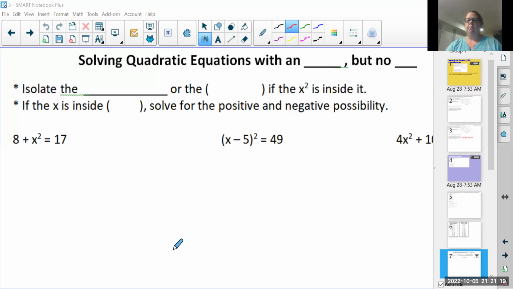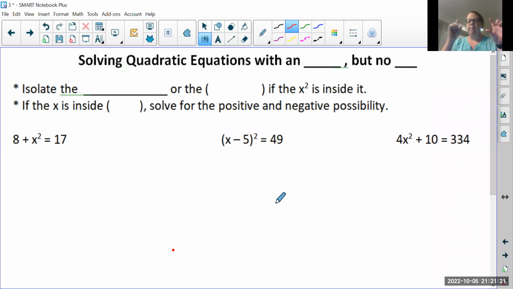All right, so this is a video for section 1. This is what we did on Monday. You should have a yellow slip that's in your composition book. If you don't, they're up on my desk, so go grab one and put it in your composition book.